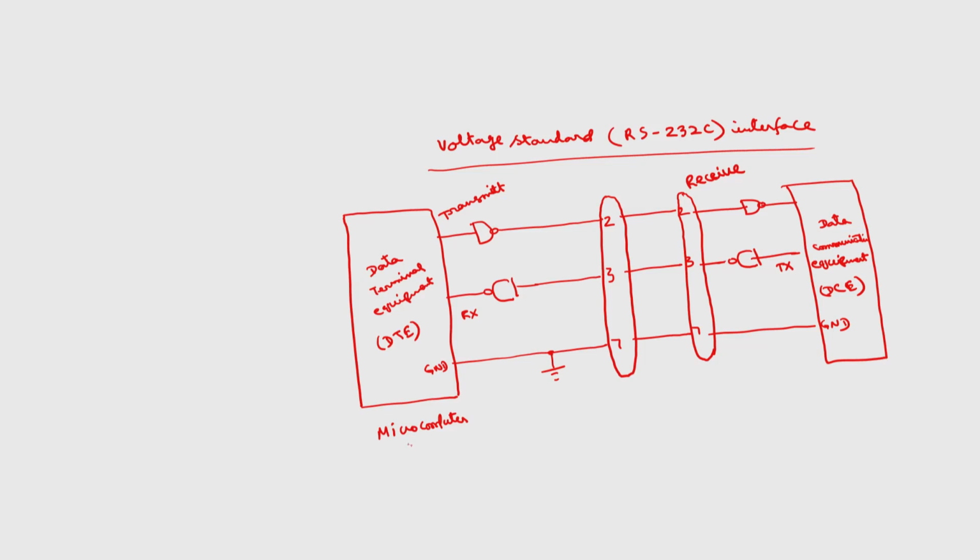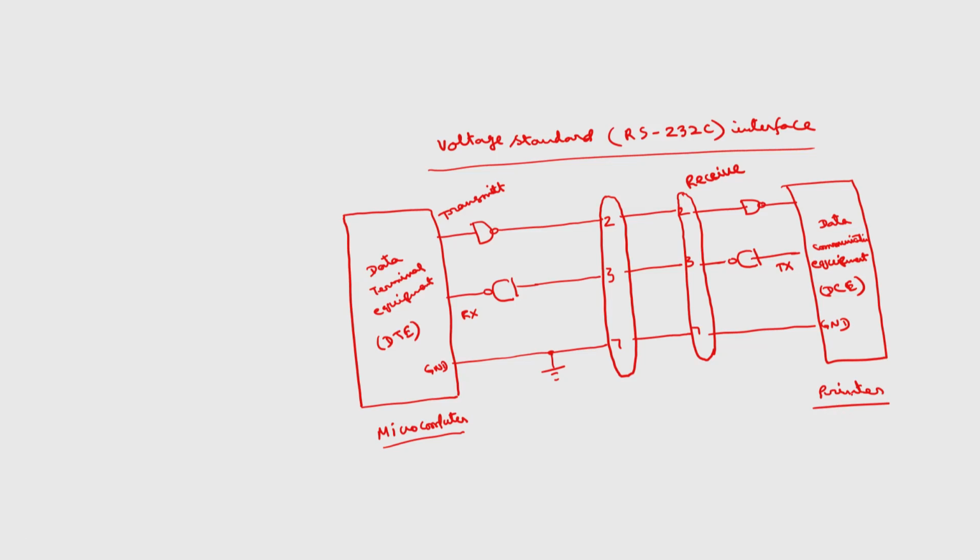If this is a microcomputer, an example of DTE is a microcomputer, and an example of DCE can be a printer. In this case there is only one-way communication. If this is also another microcomputer, we can have communication both ways.